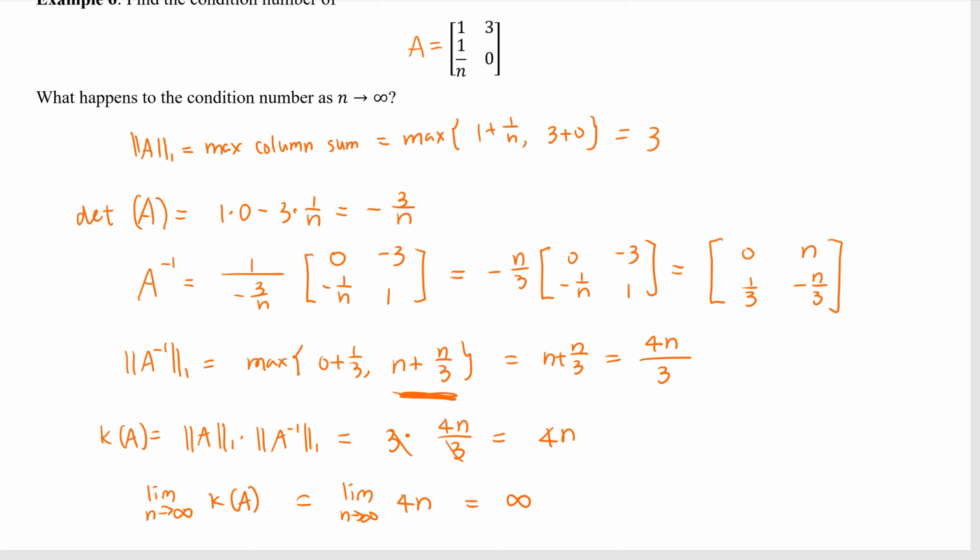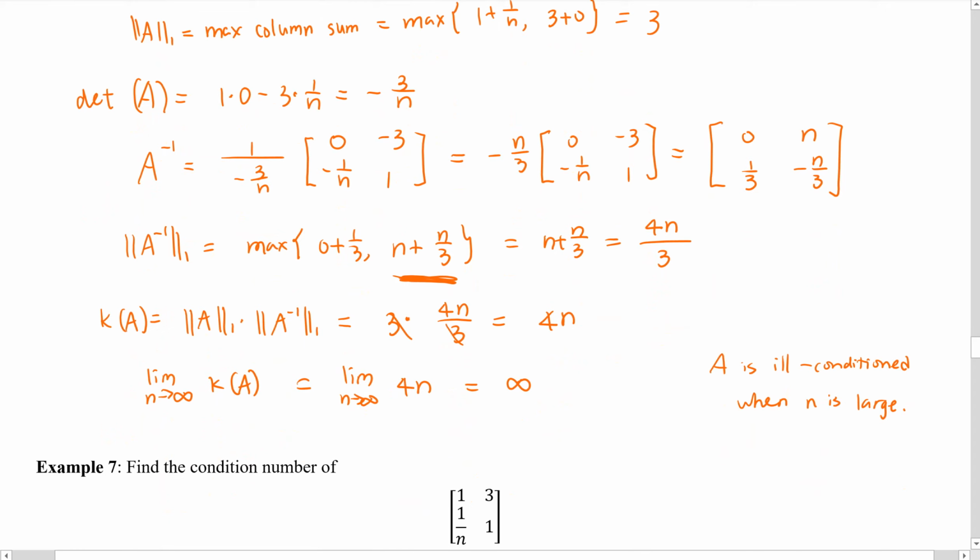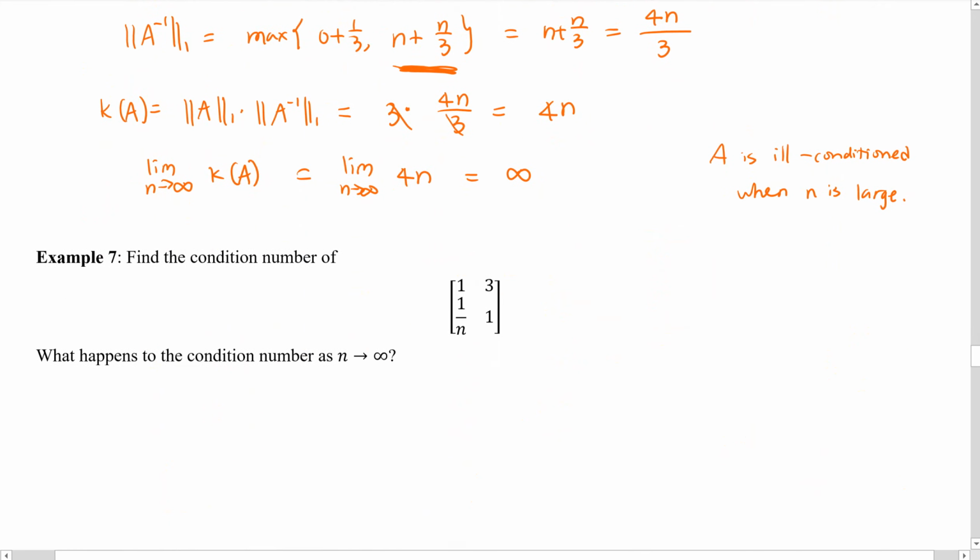Okay? So, we know A is ill-conditioned if n is getting larger, larger, larger. Right? Because our condition number is getting larger, larger, larger. So far, so good, everybody? Yeah, so we can say A is ill-conditioned when n is large. Okay. So far, so good. Let's continue.